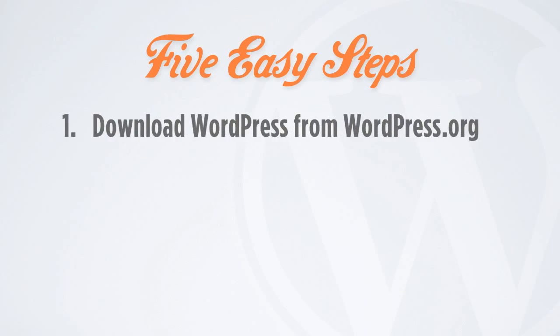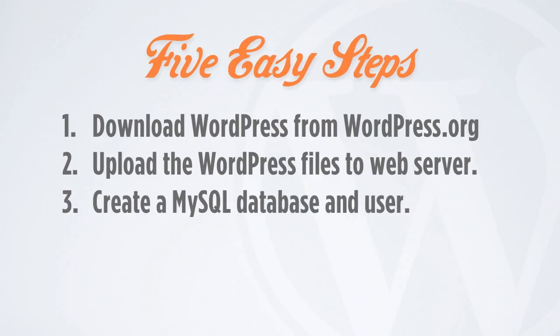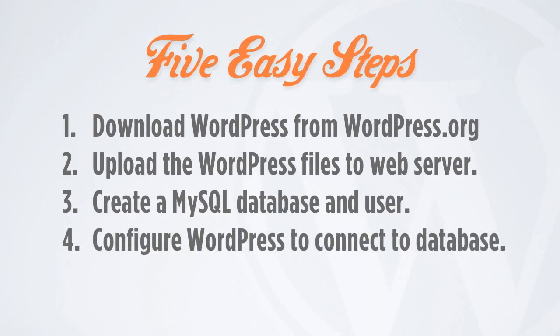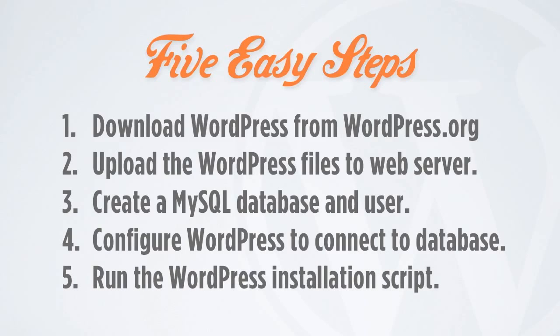First, we'll download the latest version of WordPress from wordpress.org. Then, we'll upload those files to our web server using FTP. Third, we'll create a MySQL database and user for WordPress. Then, we'll need to configure WordPress to connect to our newly created database. And last, we'll complete the installation and set up our new website. So let's get started.